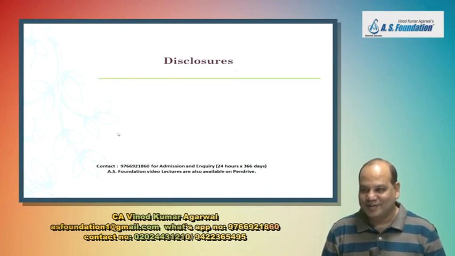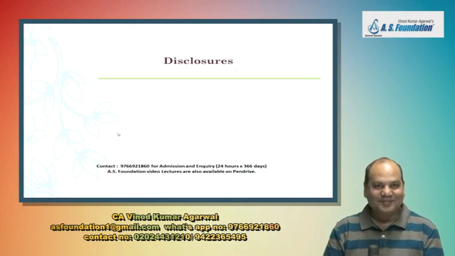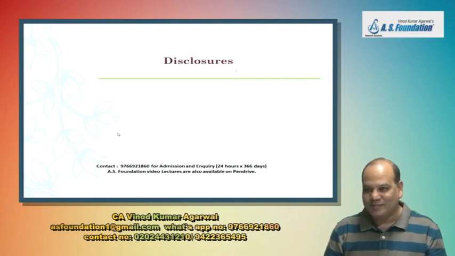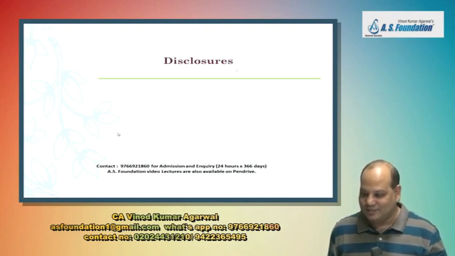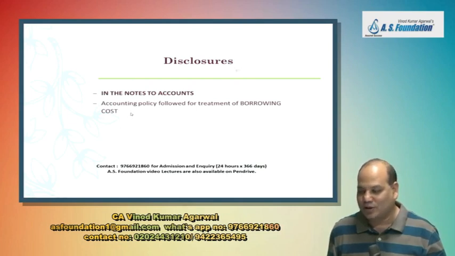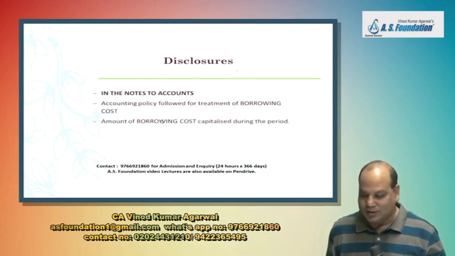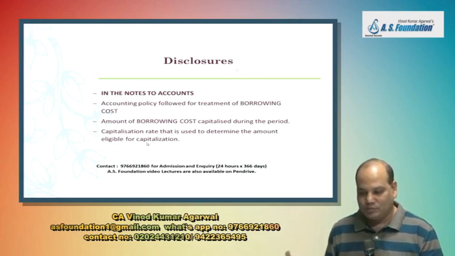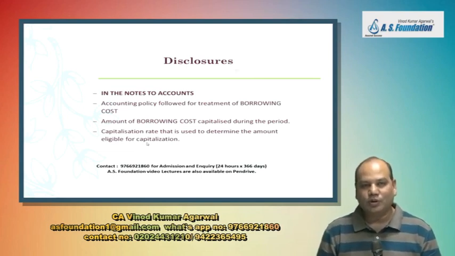Now come to disclosures. What are the disclosure requirements as per IAS 23? First, in the notes to accounts, disclose the accounting policy followed for the treatment of borrowing cost. Second, disclose the amount of borrowing cost capitalized during the period. Third, disclose the capitalization rate that is used to determine the amount eligible for capitalization. Accounting policy, amount of borrowing cost capitalized, and the capitalization rate that is used.